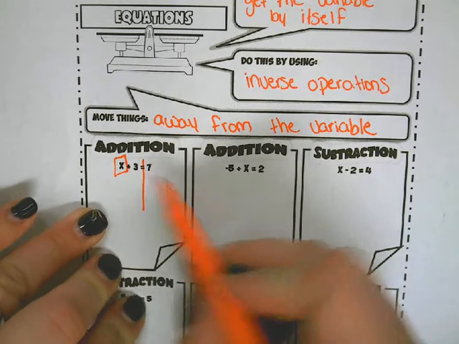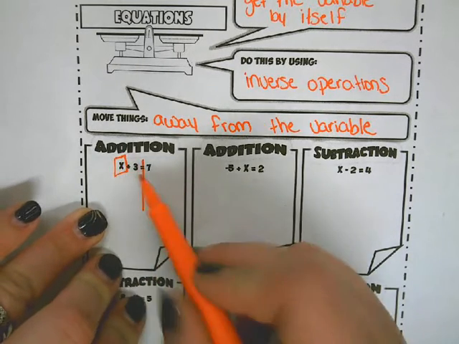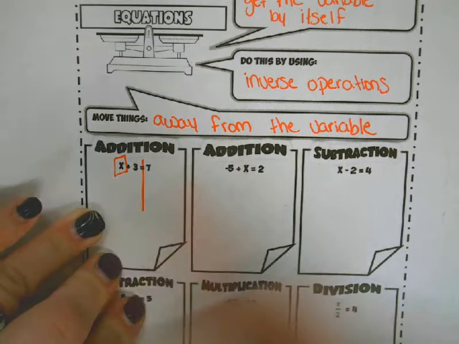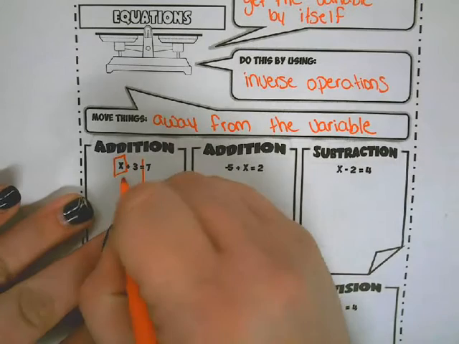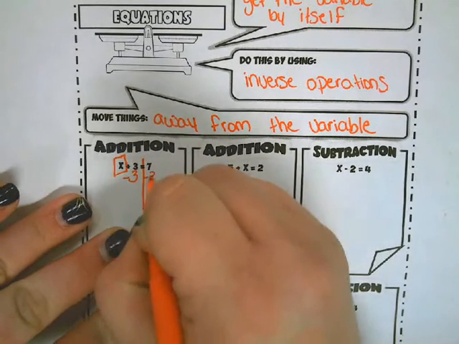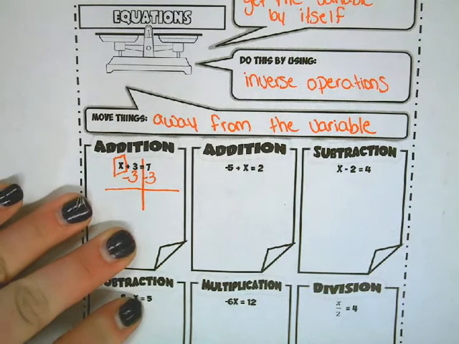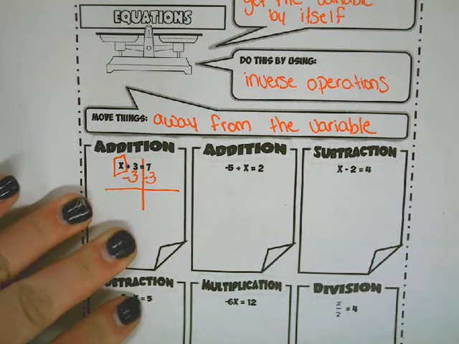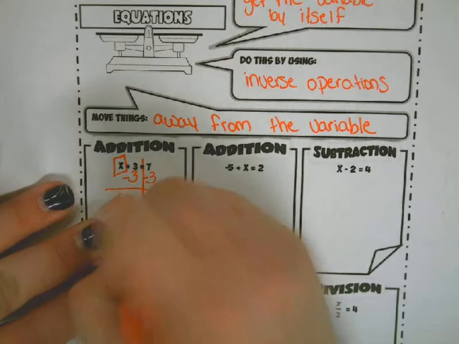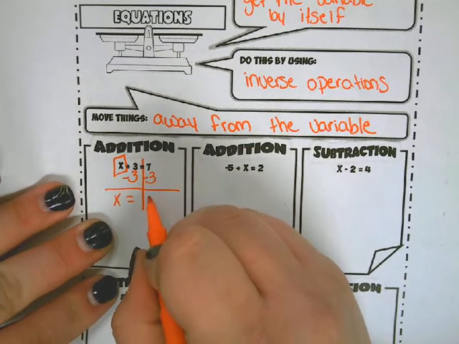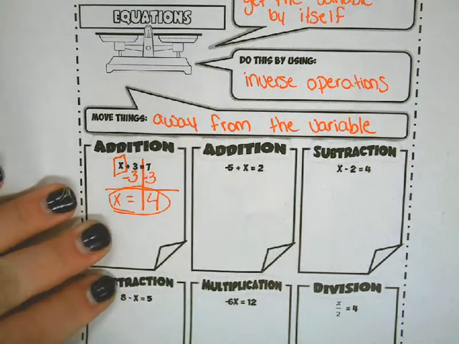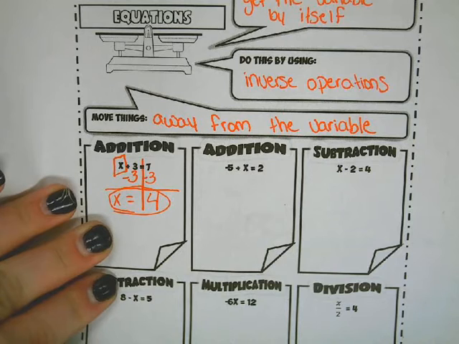I need to get the variable by itself. So what do you think I'm going to do? Subtract 3, because I have to do inverse operations. But if I subtract it from one side, I have to do it to both sides. You have to show that you're doing it on both sides. I said this should be review. You did it in 6th grade too. So x is equal to 7 minus 3? 4. So there would be my answer. You're just doing the opposite operation.